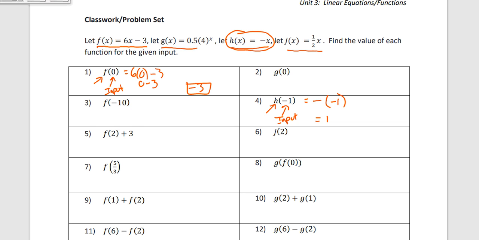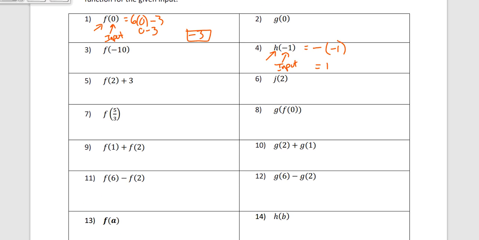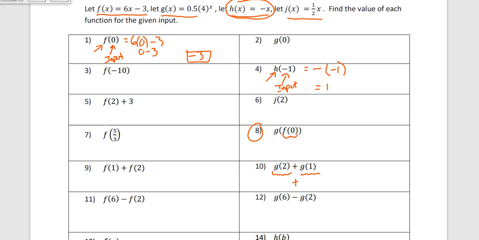And then you can see that some of these are asking you to do two things. Like I have to find out what g of 2 is, get an answer. Find out g of 1, get an answer. Whatever those two answers are, add them together, and that will be my final answer. On something like 8, I guess we'll do 8 together. You always do what's inside the parentheses first, so they actually want me to do f of 0 first and get an answer. So I want to look at function f, and I want to plug in a 0.